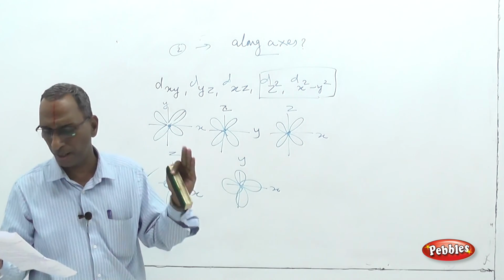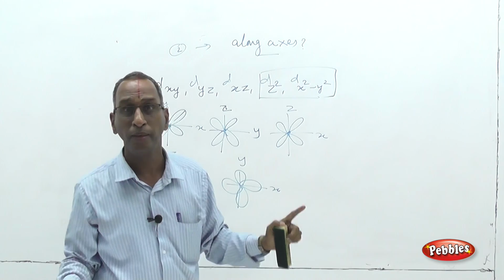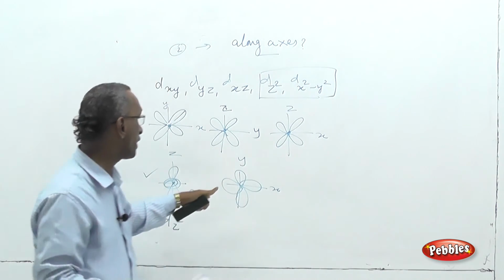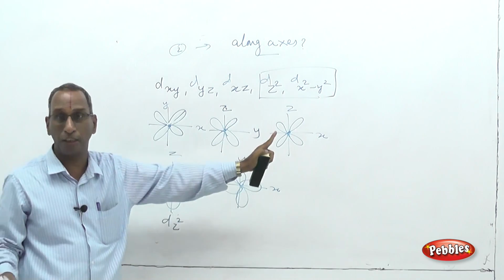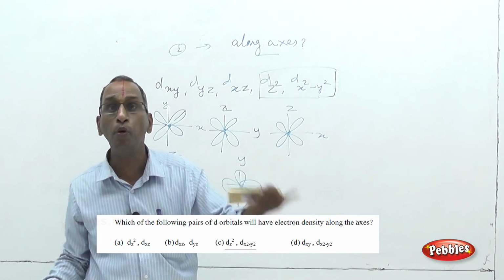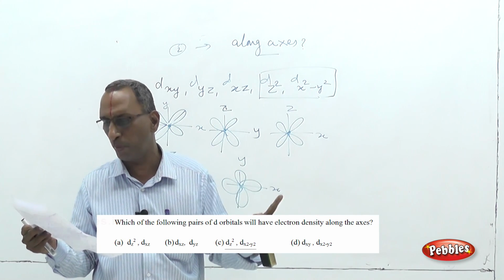So this finishes the tackling. In the positioning of d orbitals, you have to remember that lobes are positioned along the axis only for 2 of them. The other 3 are distributed between the axes, diagonally opposite to the axis. That is to be noted.